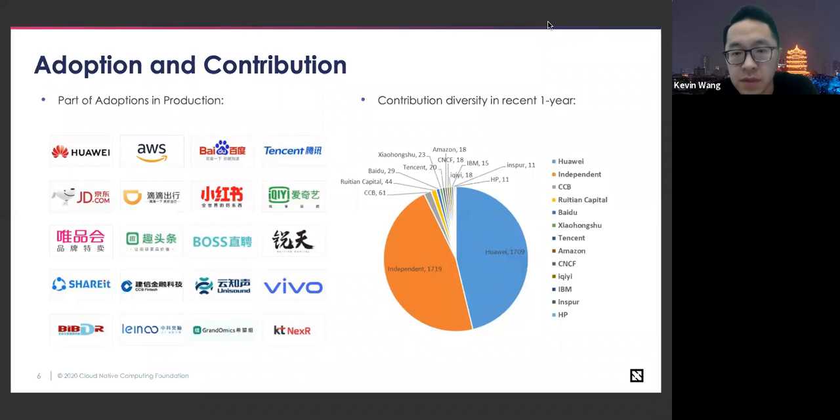And also for the code diversity in the recent 1 year, you can find that actually we got a very good diversity in the community development. More than 50% of contributions are from the community members.